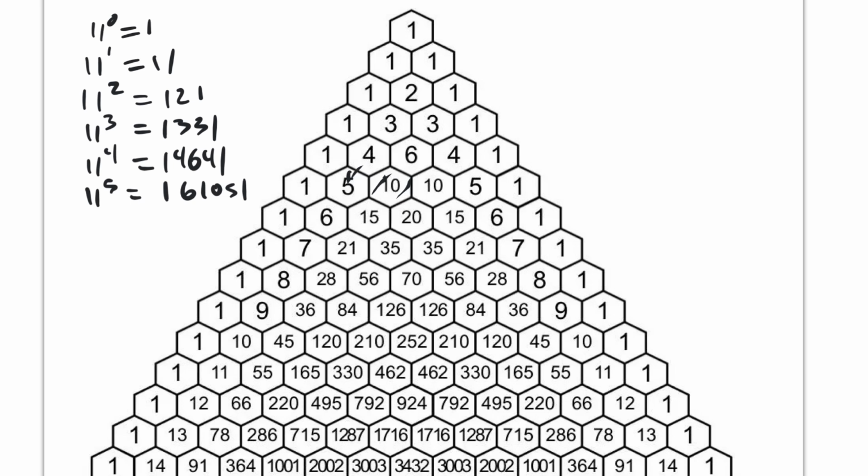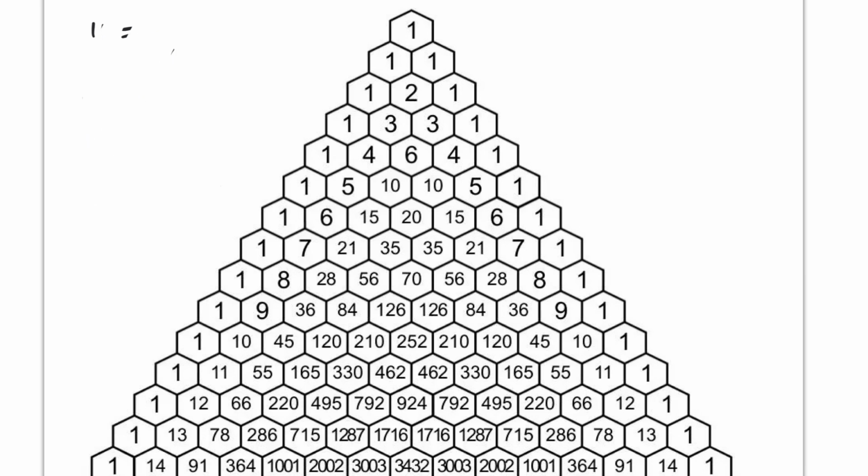Let's clear this off for a second. What if we were to take the rows and add them up? So this row adds to 1. This row adds to 2. This row adds to 4. Oh, interesting. This row adds to 8. What do you think the next row adds to?